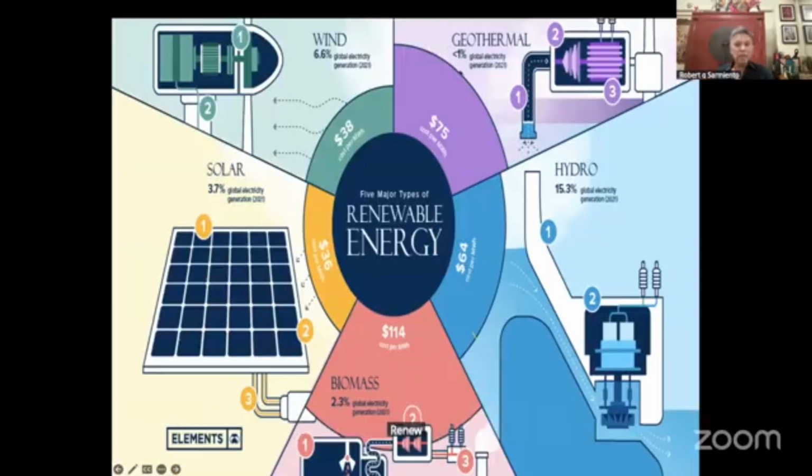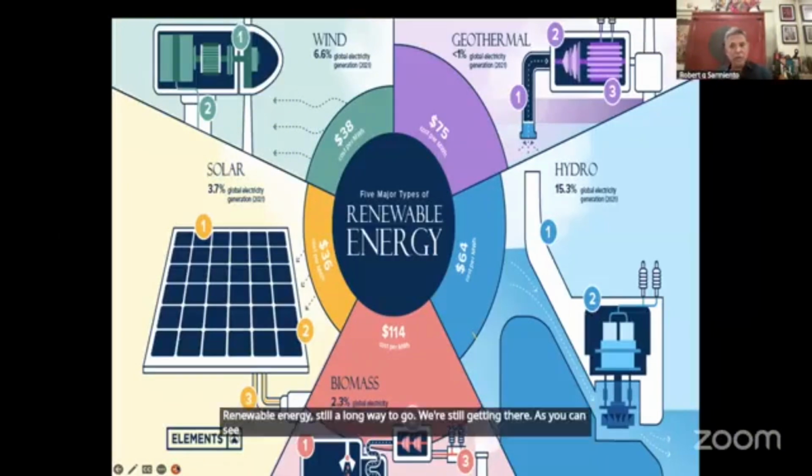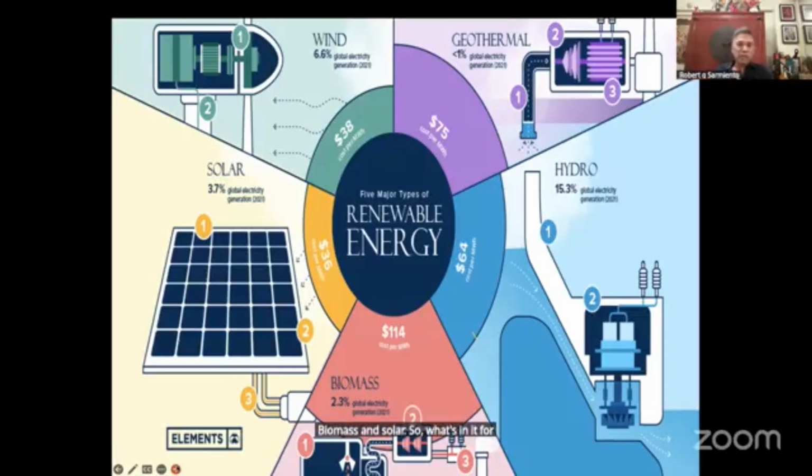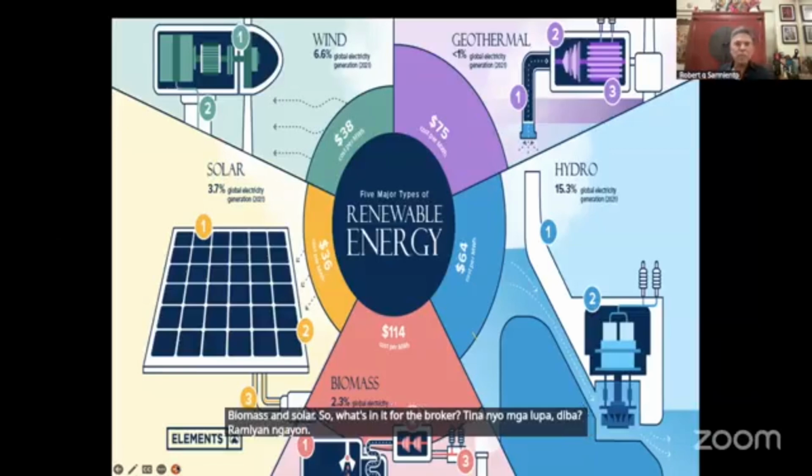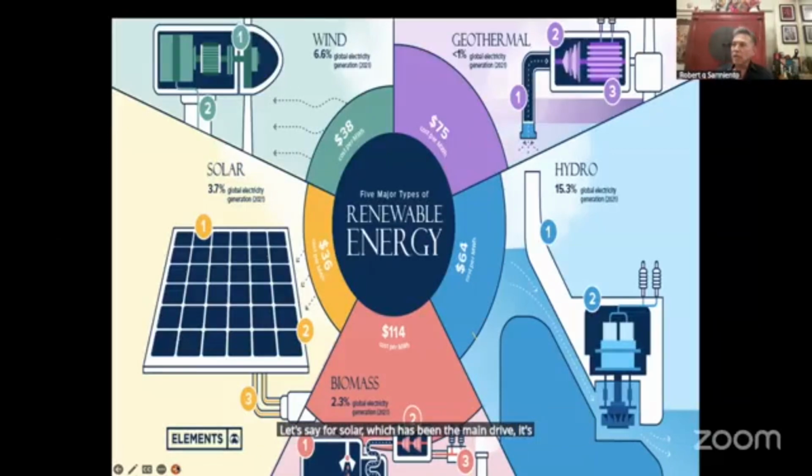Renewable energy, still a long way to go. We're still getting there. As you can see, there's wind, geothermal, hydro, biomass, and solar. So what's in it for the broker? Tingnan niyo yung mga lupa, di ba? Karamihan ngayon, let's say for solar, which has been the main drive, it's the most cost conscious. Lahat sila cost conscious naman, but ito yung pinaka parang easy to get in.